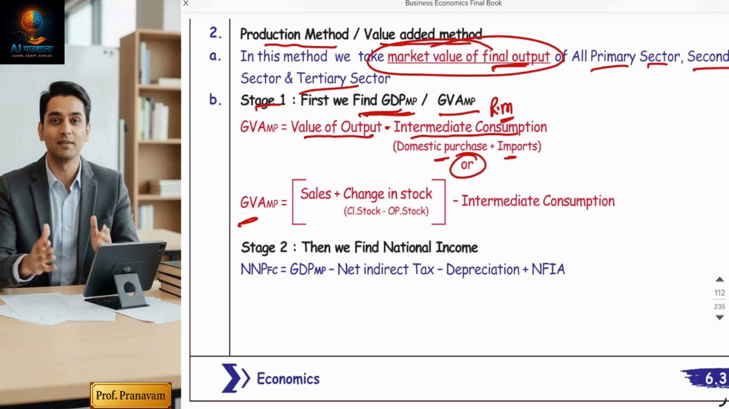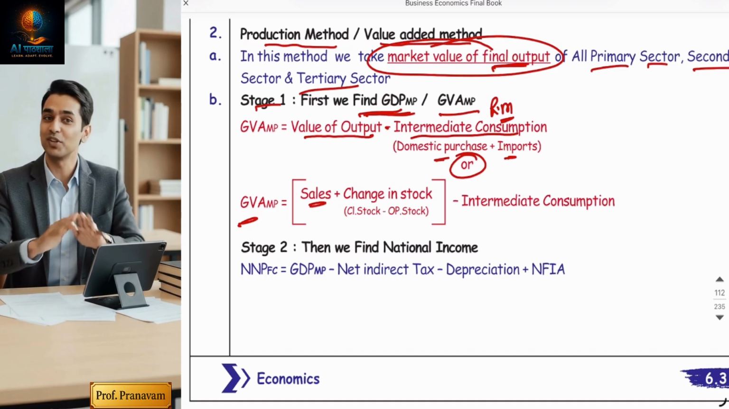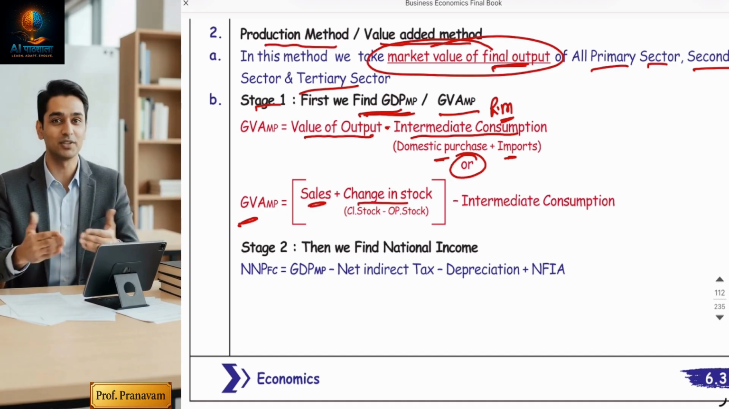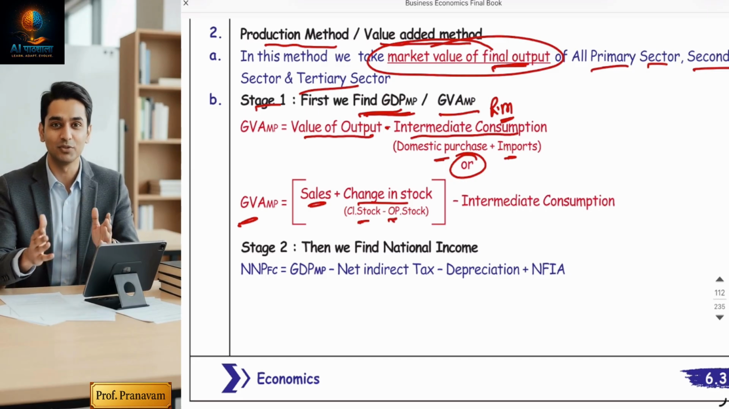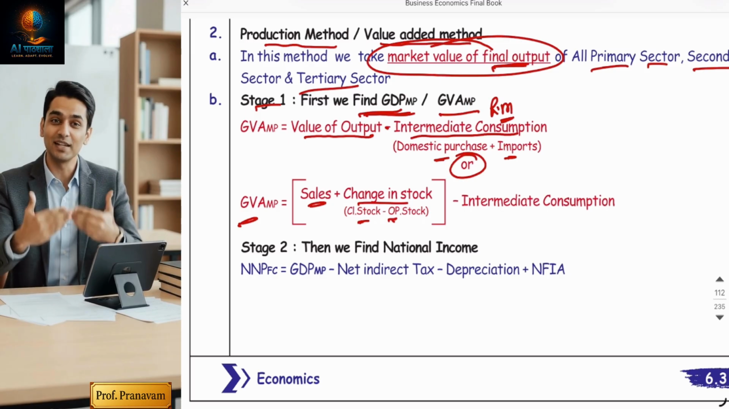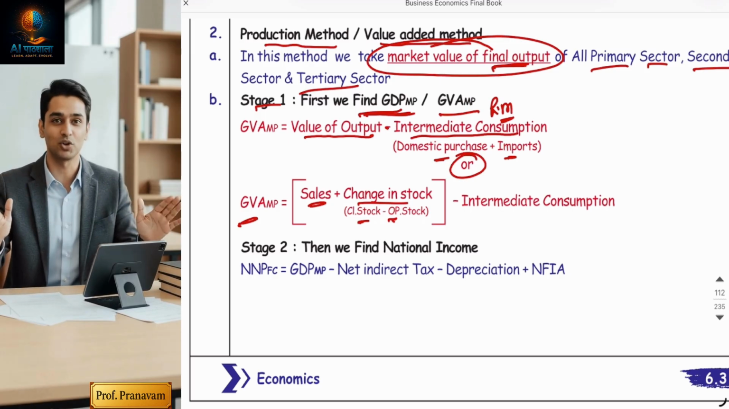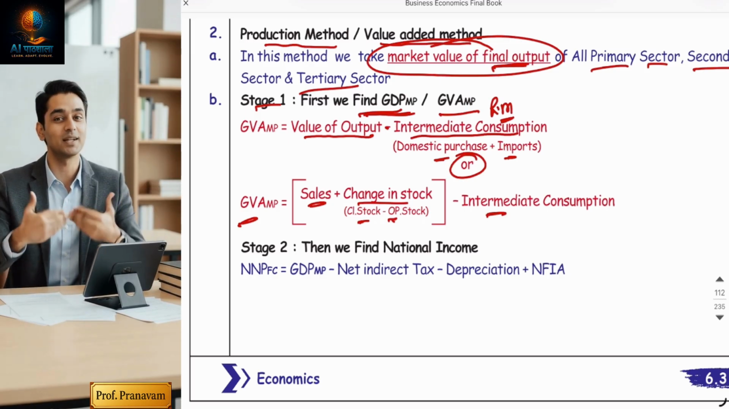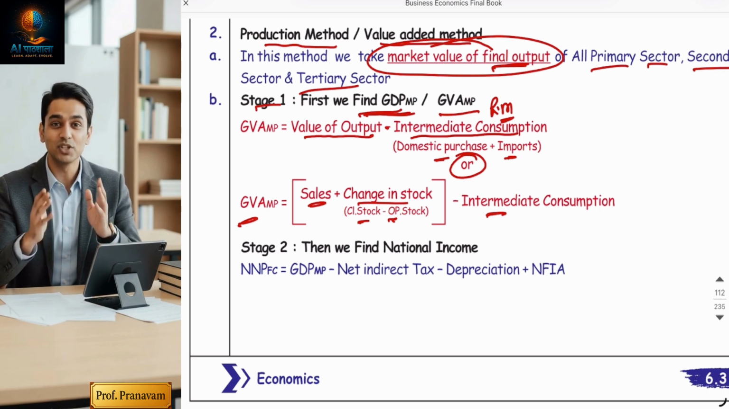One more formula to find out GVA, or GDP at market price, is sales plus change in stock. Change in stock means closing stock minus opening stock. Don't do opening minus closing. Always go by closing minus opening. So sales plus change in stock minus intermediate consumption will give you GVA at market price.